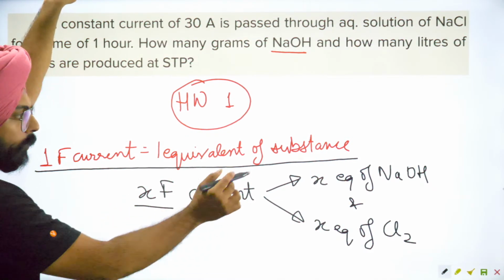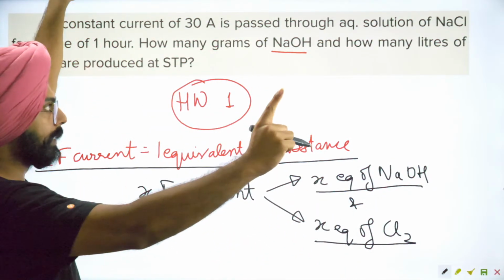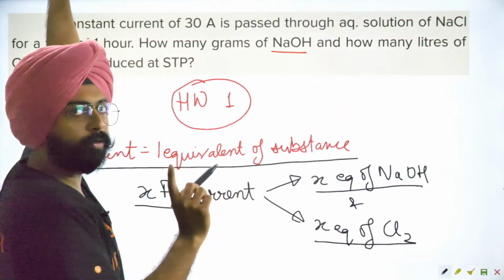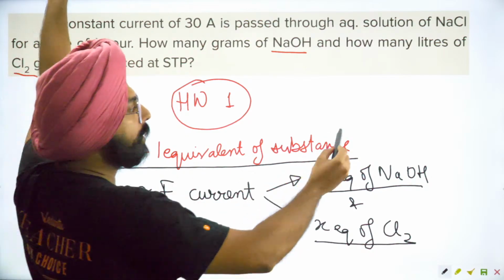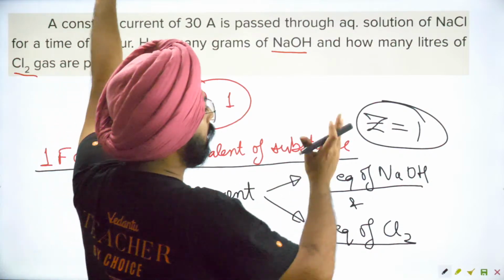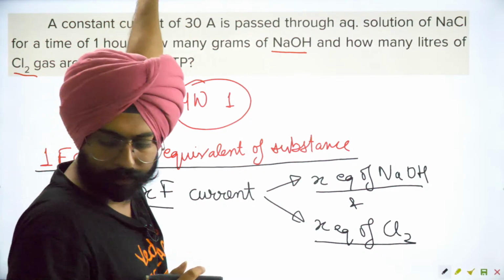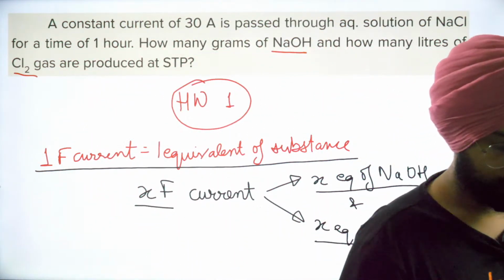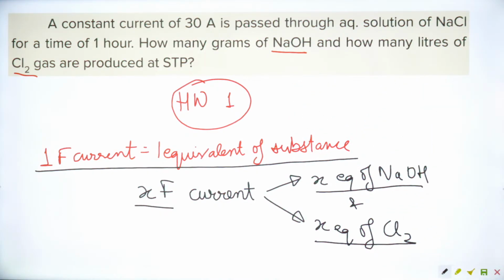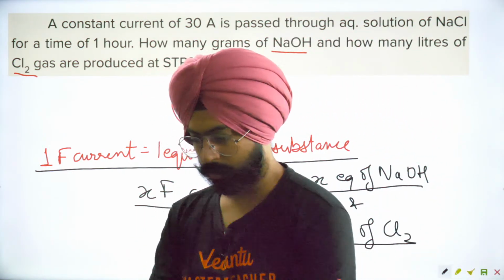X Faraday current will give you X equivalents of NaOH and X equivalents of Cl2, and the good thing is that since both of these are one positive type of species, your equivalent factor will be equal to 1. Bas, ye dimag lagana. Try to use this amount of brain, you will get the answer very easily. Okay, got it? So this is the hint for you. This is the homework question. Calculate the Faradays of charge and then figure out what are the equivalents of NaOH and Cl2 that will be produced. Got it?